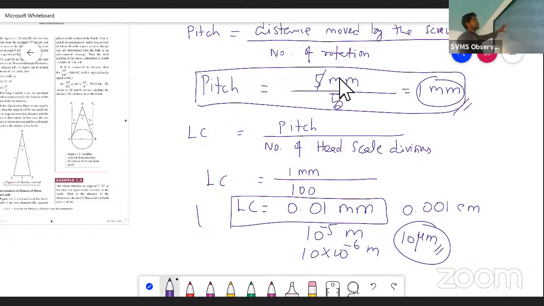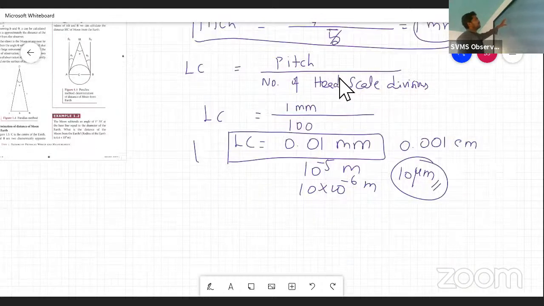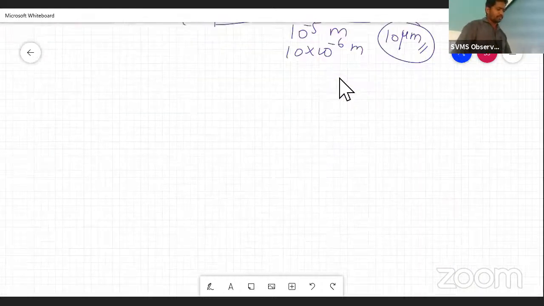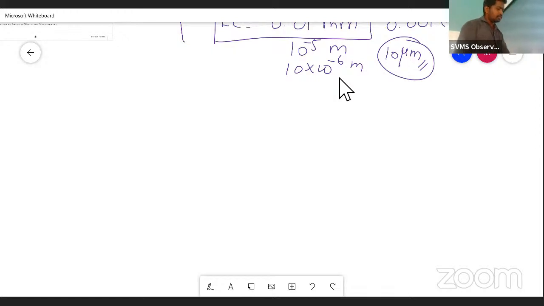I want to take one simple example problem. Two full turns of the circular scale of the gauge. Let's take one example.